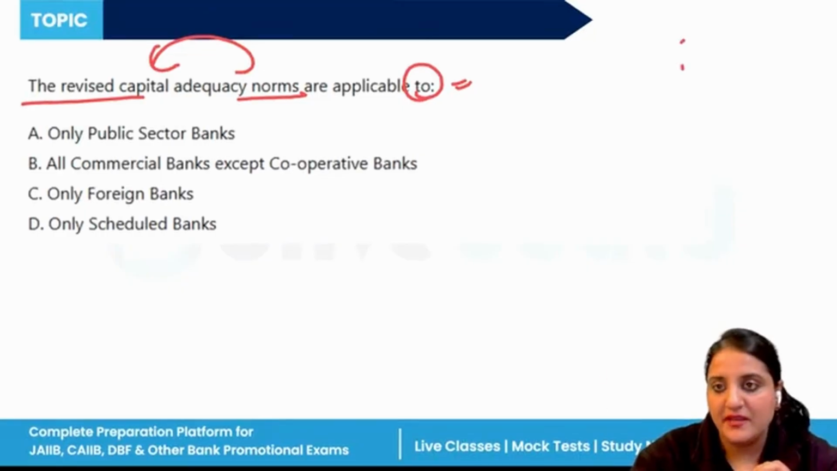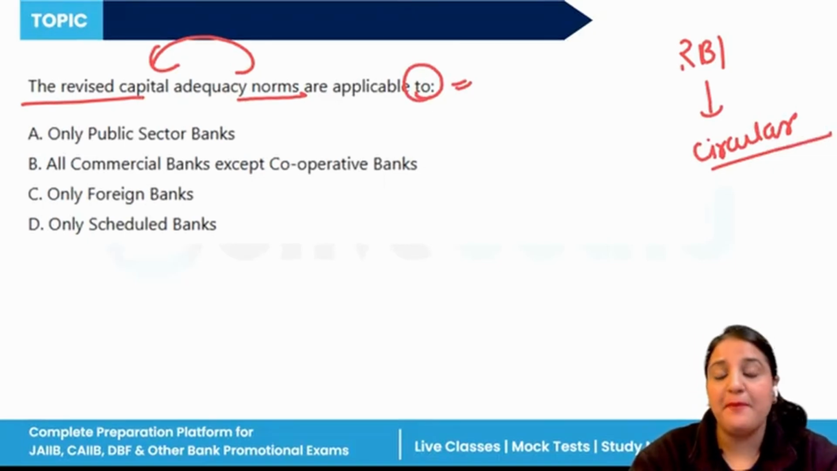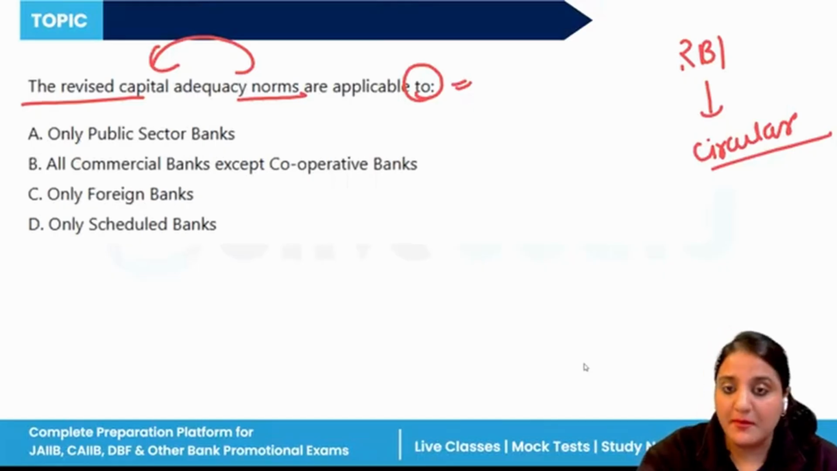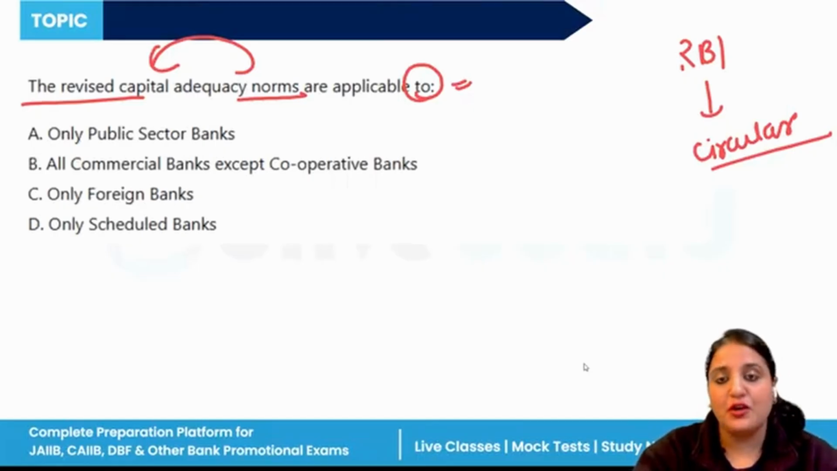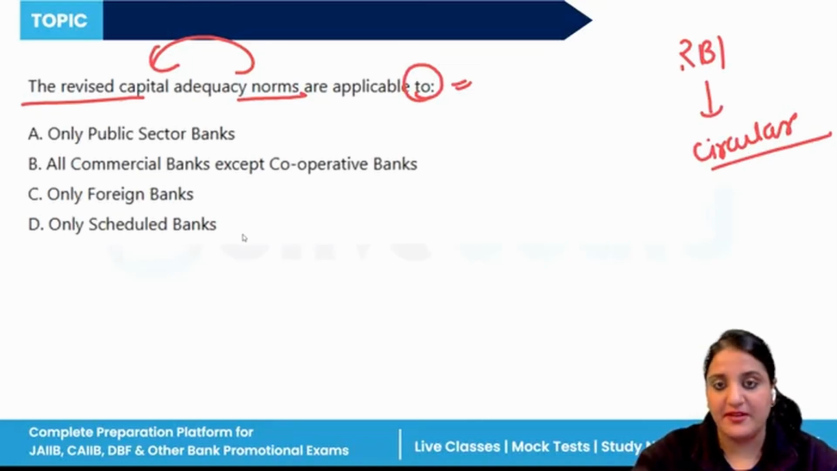See, suppose RBI issues a circular, right? Now, revised capital adequacy norms are applicable to all the commercial banks. But one branch manager asked, what about cooperative banks? Answer, not applicable. The framework applies to all commercial banks except cooperative bank, local area bank, regional rural banks, and capital must be maintained at the solo level and at the consolidated level.